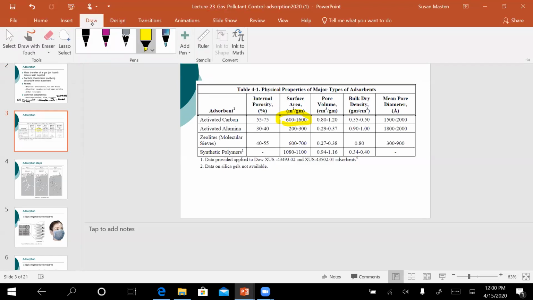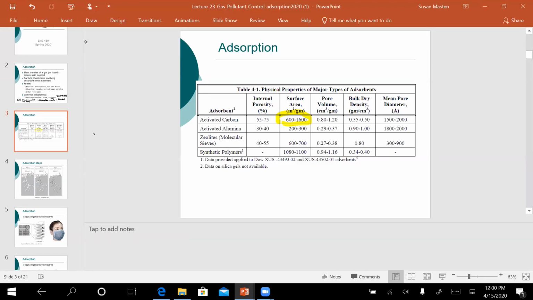And just to give you a kind of comparison, a size 5 soccer ball has a surface area of 3.3 times 10 to the minus 3 meters squared per gram. Okay, so we're talking in some cases 5 orders of magnitude greater surface area than the surface area on that soccer ball.